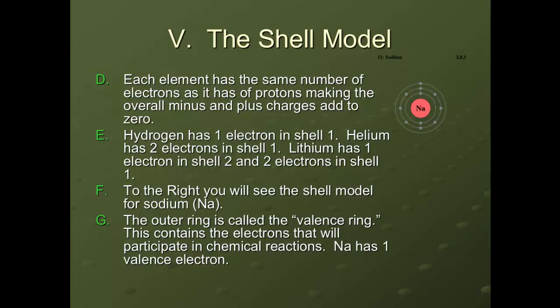Now that outer ring is called your valence ring. And your valence ring contains valence electrons. Those are the electrons that will participate in chemical reactions. The inner ones just sit there. They generally don't participate in chemical reactions. So sodium has 1 electron to do chemical reactions with. And the other ones just stay in the middle for stability.